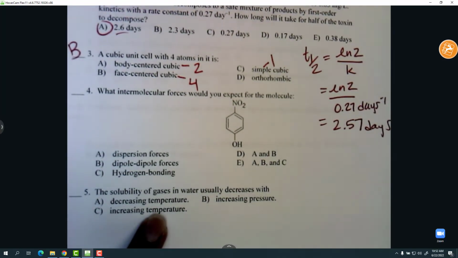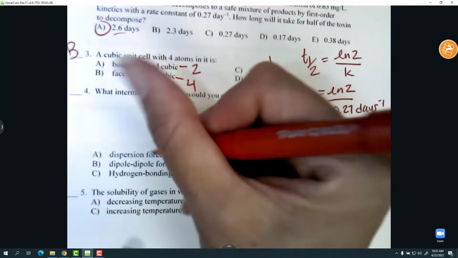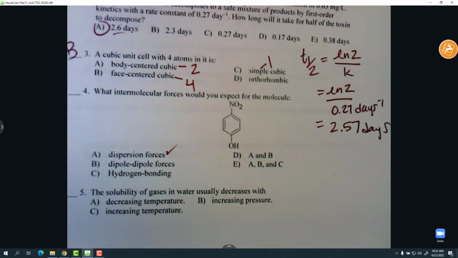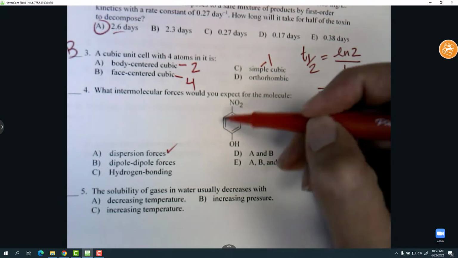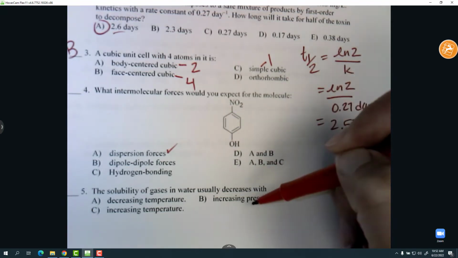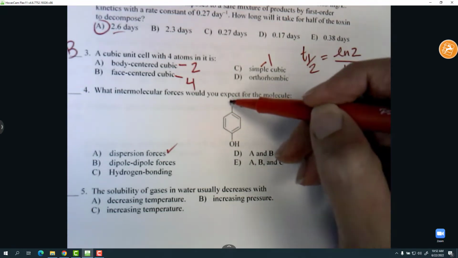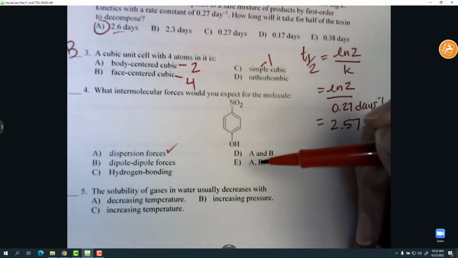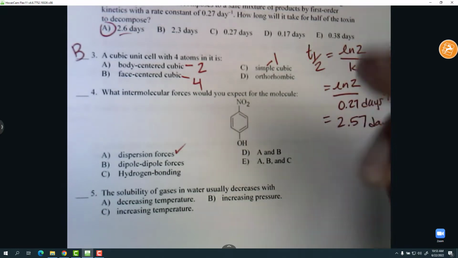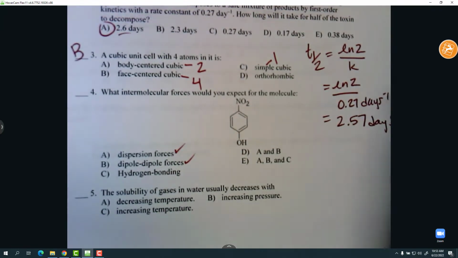Intermolecular forces for this molecule. Okay, dispersion, yes, absolutely. Remember, everything has dispersion forces. Dipole forces would be if it's polar, or maybe I don't know a lot about organic chemistry. This is all carbons and hydrogens in here, whether I know that or not. I can see there's an NO2 up here and an OH down here. Those aren't going to cancel each other out. So it totally looks polar to me. Yes, it looks like it should have dipole forces.